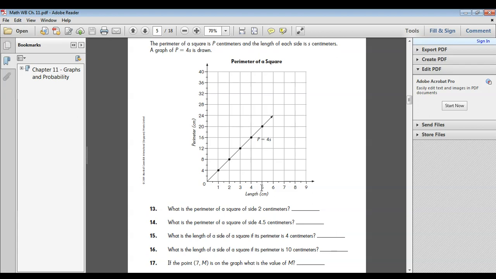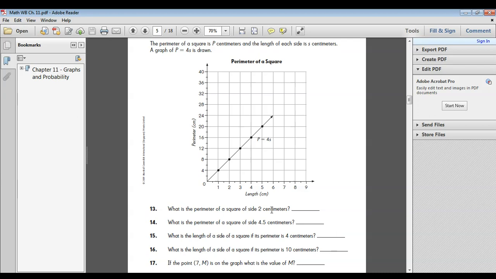What I want you to do right now is think about a couple different examples. The perimeter of the square is 20. So the perimeter of the square is 20. What is the length of one of the sides? Well, if the perimeter is 20, I read at 20. I go over to that point, and then I read down. The length of the side is 5.